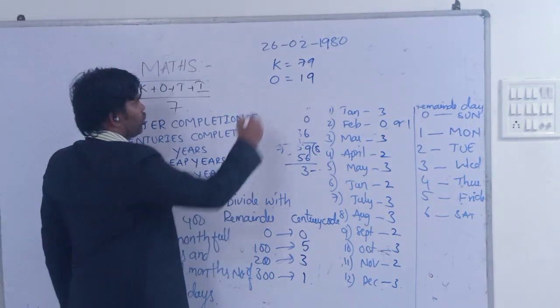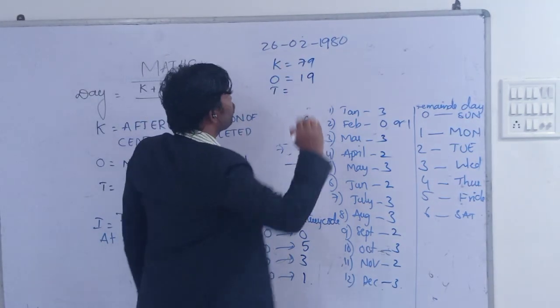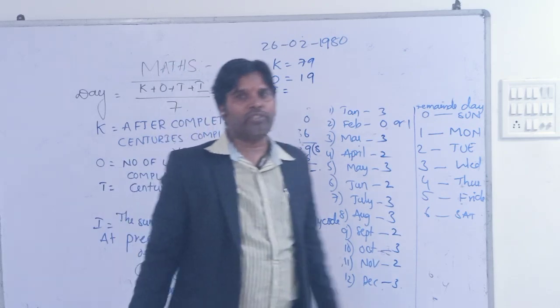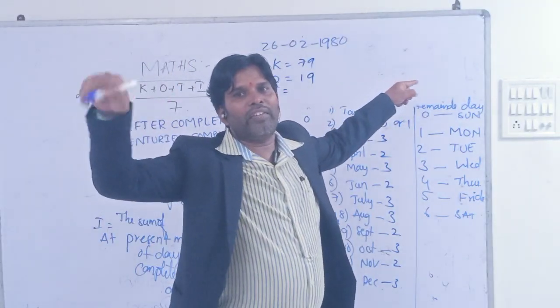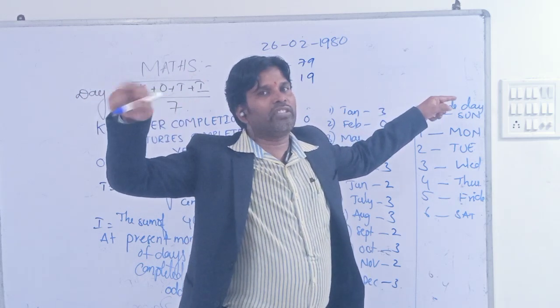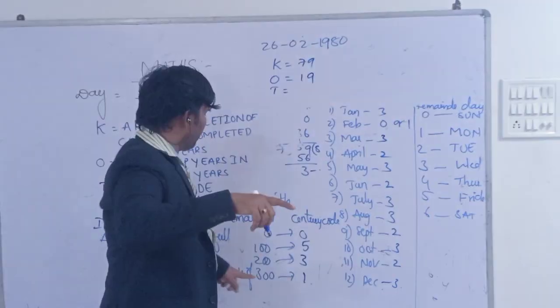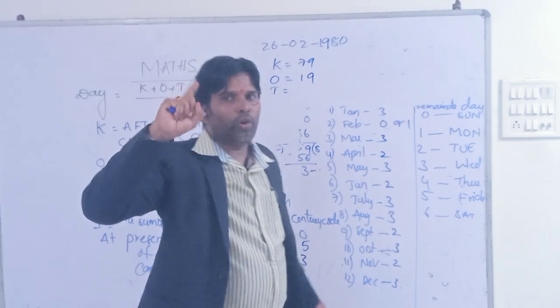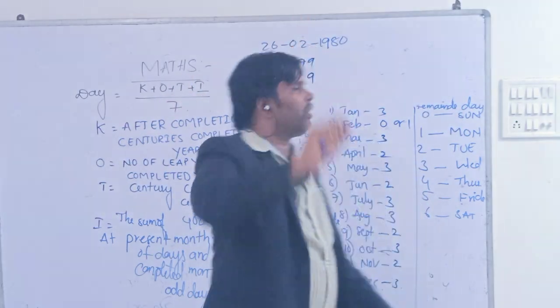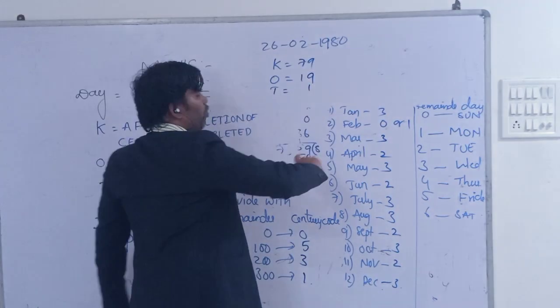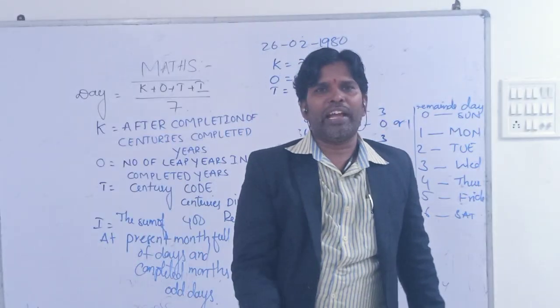Next, T stands for century code. This is the 19th century. 19th century means 1900 divided by 400. 4 fours are 1600, 300 is the remainder. With a 300 remainder, the century code will be 1. So for the 19th century, the code is taken as only 1.